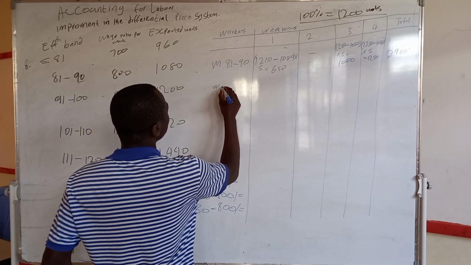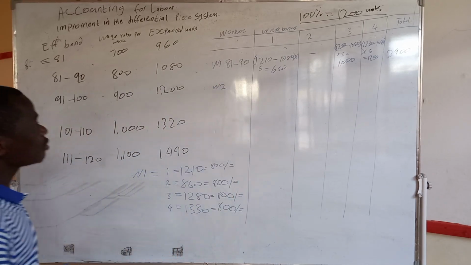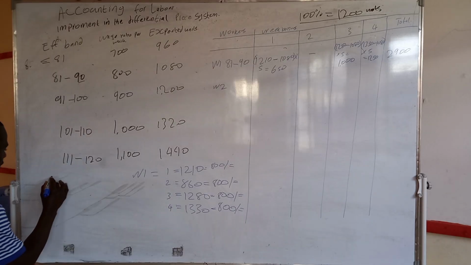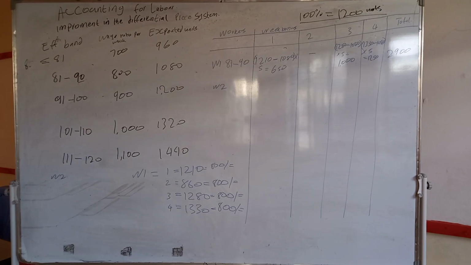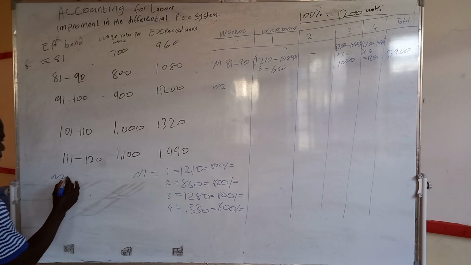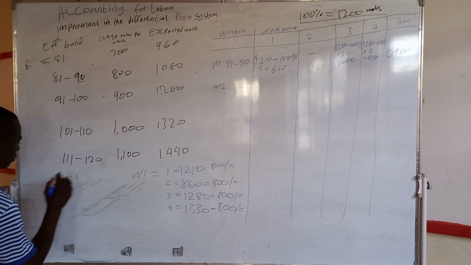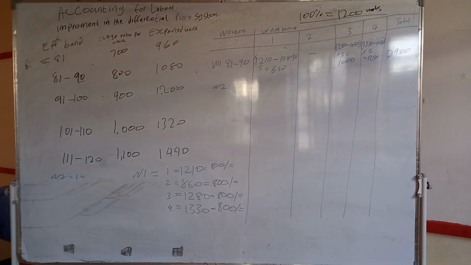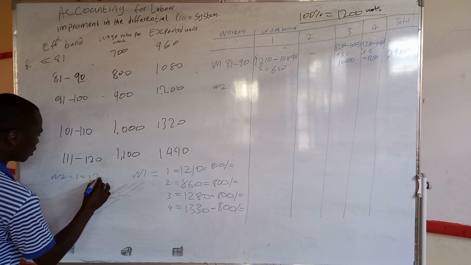The second worker, let us put it in here. Worker 2, in week 1. How much did you produce? You produced 1,220.